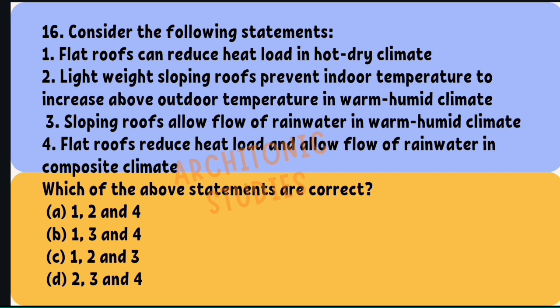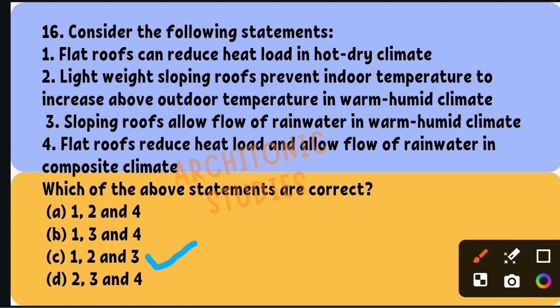16. Consider the following statements. 1. Flat roofs can reduce heat load in hot dry climate. 2. Lightweight sloping roofs prevent indoor temperature to increase above outdoor temperature in warm humid climate. 3. Sloping roofs allow flow of rainwater in warm humid climate. 4. Flat roofs reduce heat load and allow flow of rainwater in composite climate. Which of the above statements are correct? 1, 2 and 4; 1, 3 and 4; 1, 2 and 3; 2, 3 and 4. And the answer is the C, 1, 2 and 3.